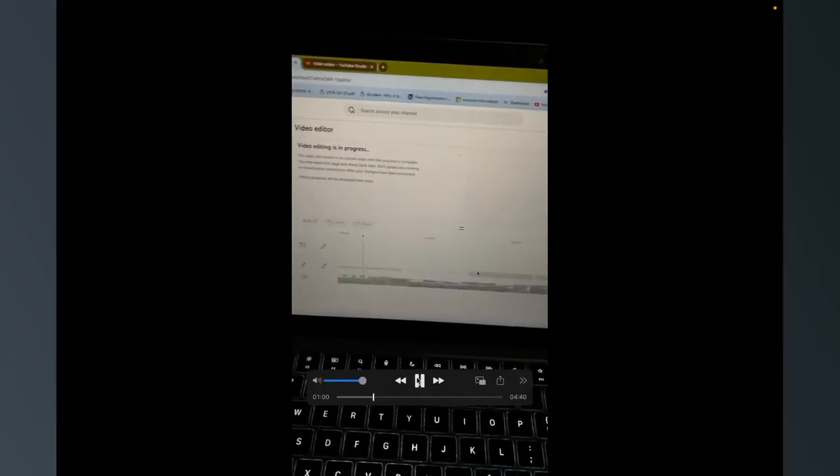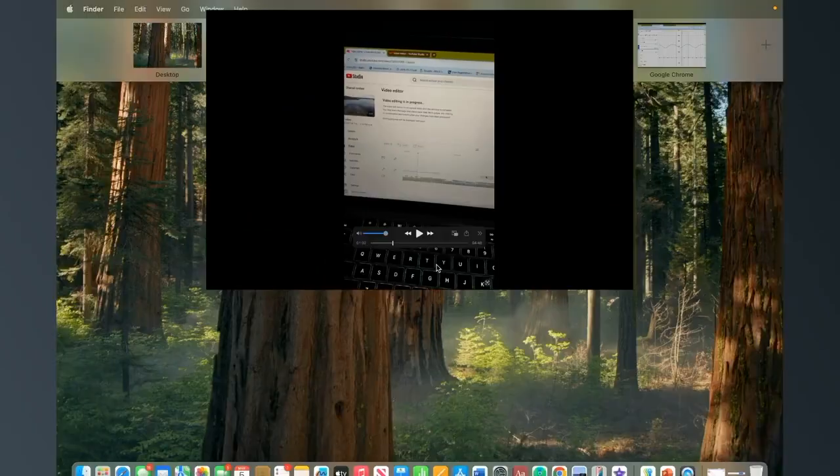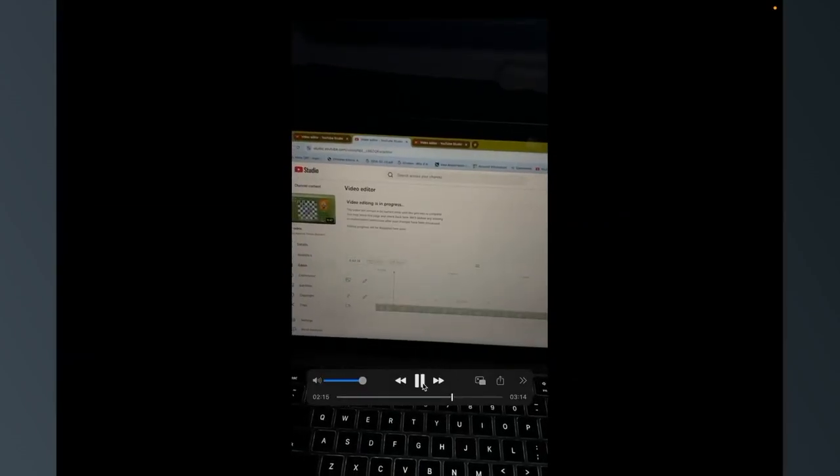So when I click save, this is how long it took light to travel to the YouTube station on the ground.